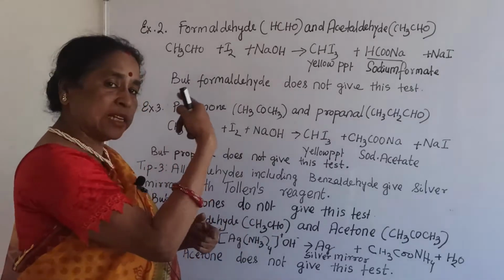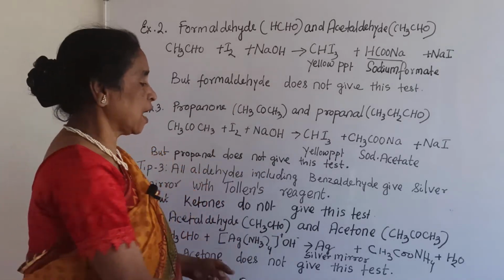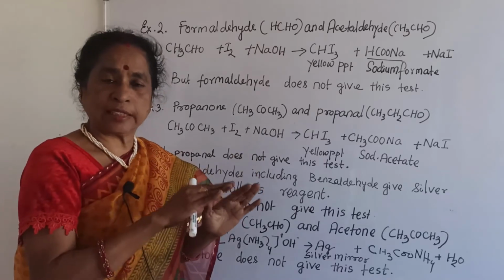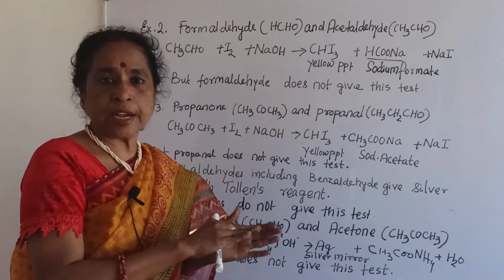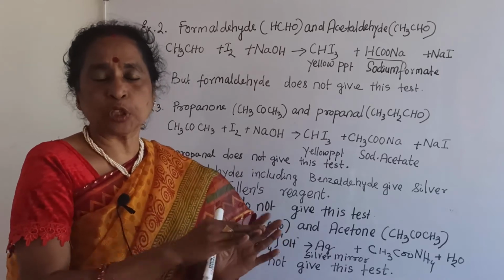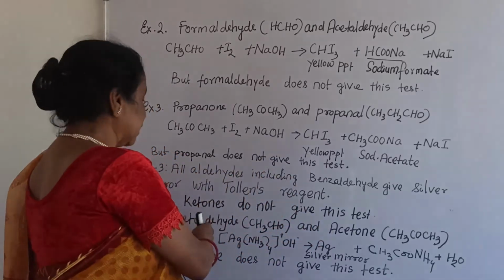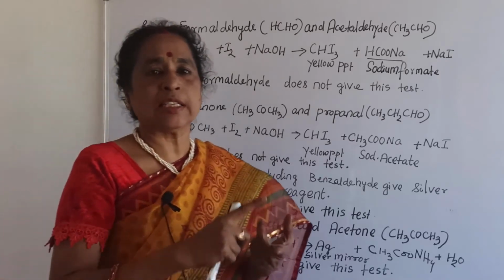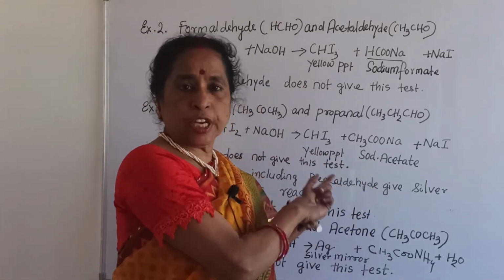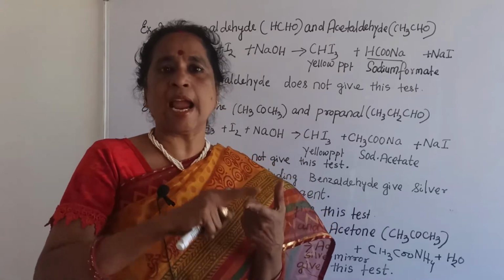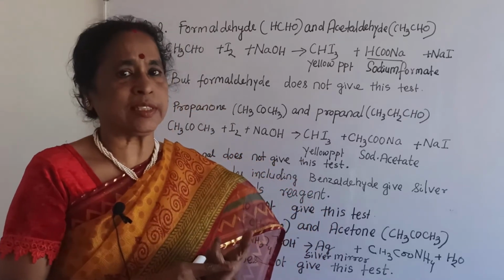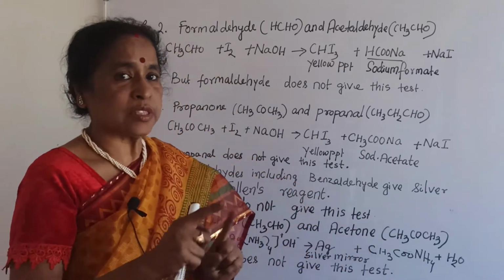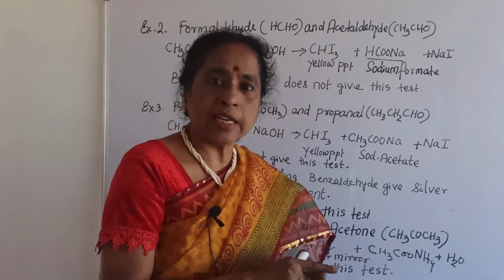How can you distinguish between these two? Because here acetaldehyde also gives iodoform test, acetone also gives iodoform test. So you cannot test by the iodoform. You cannot take iodine and NaOH to distinguish between acetaldehyde and acetone. Only possible is Tollens reagent test, because we know only aldehydes will react with Tollens reagent and give silver mirror, but ketones never react with Tollens reagent.